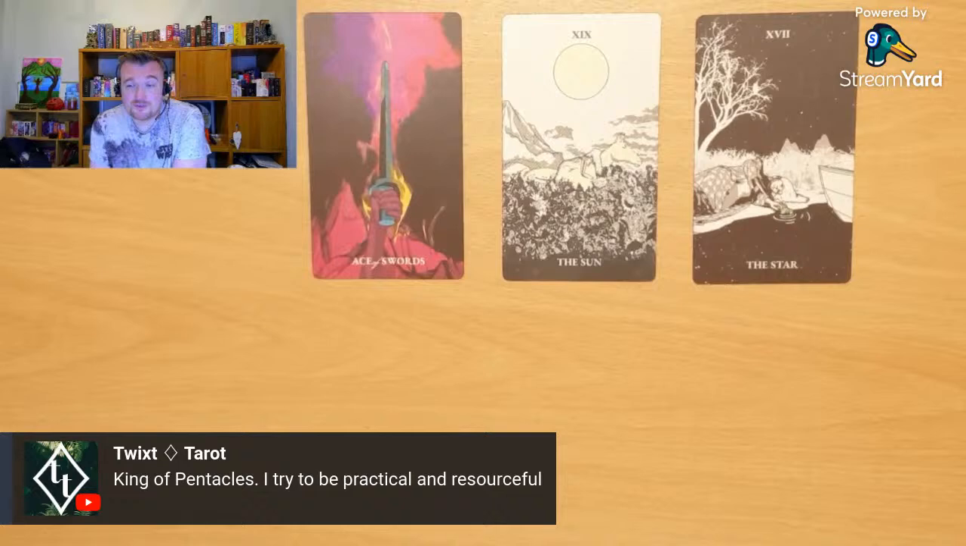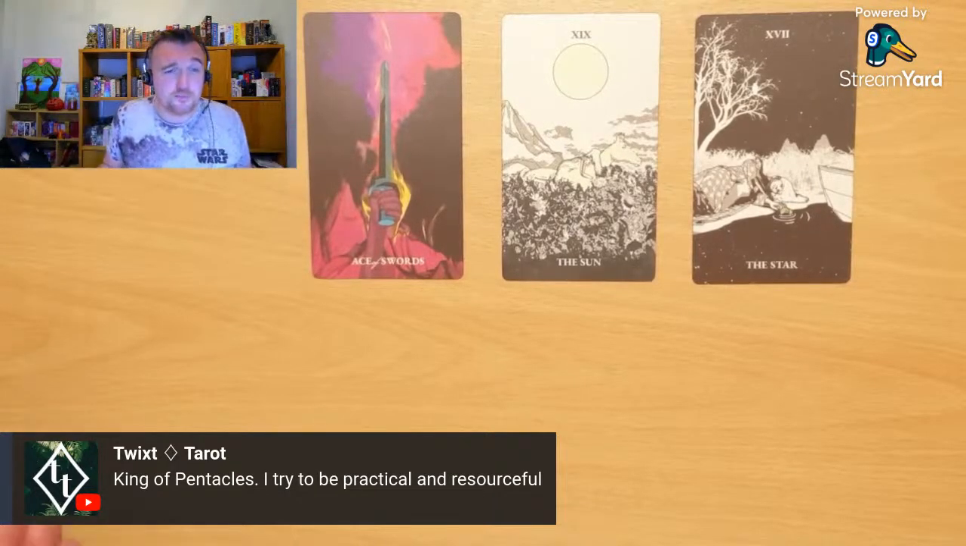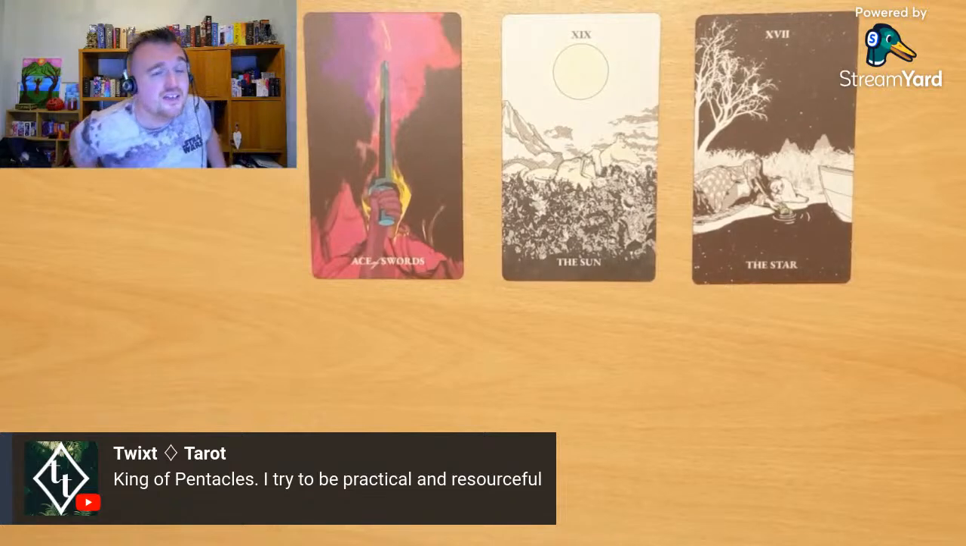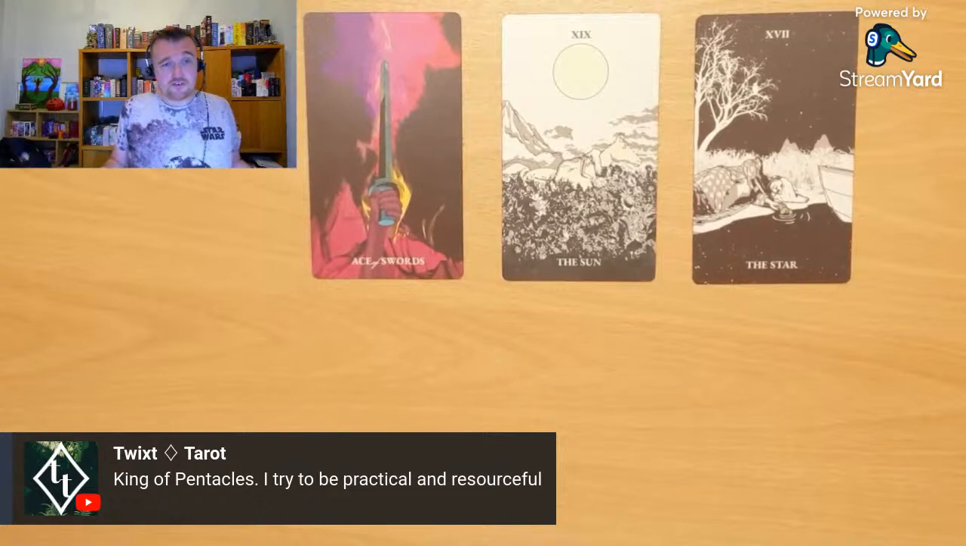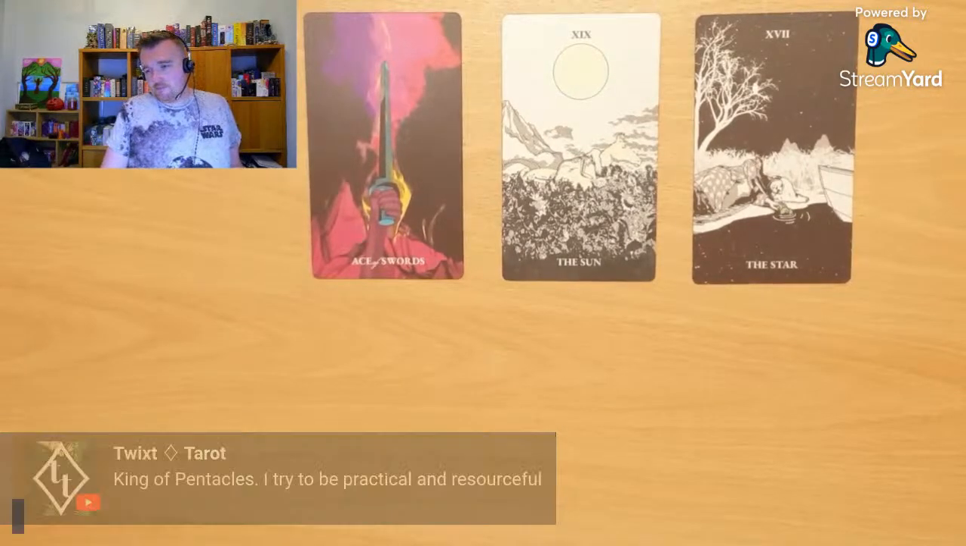King of Pentacles for Twixt as well. Try to be practical and resourceful. Yeah, very nice. And the King of Pentacles would suggest to me that your mind is always on the well-being of your family, your responsibilities, whoever you're responsible to. Do you know what I mean? So the King of Pentacles has always got one eye on the kingdom and making sure that everything's ticking over well. So yeah, very practical.